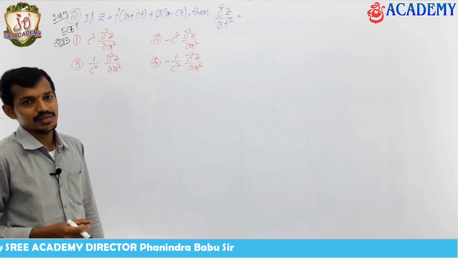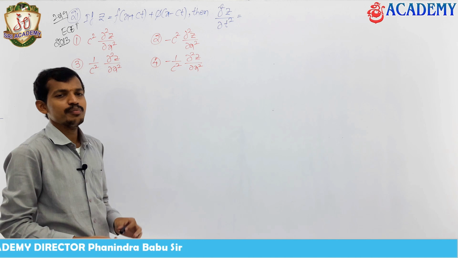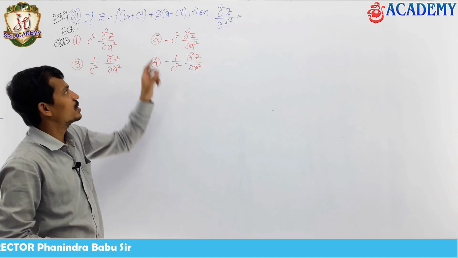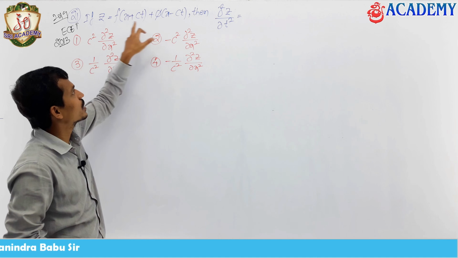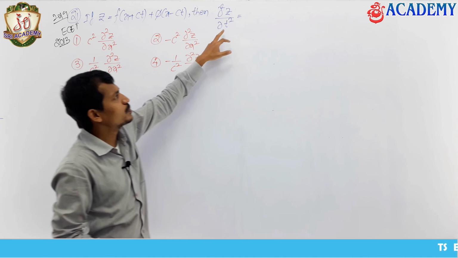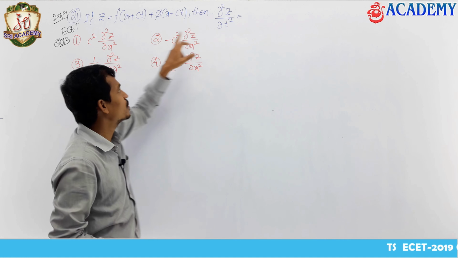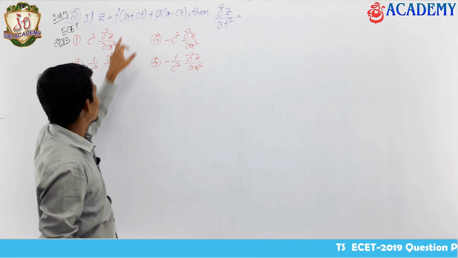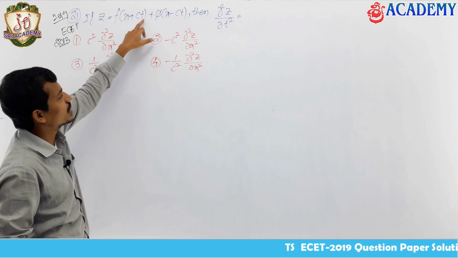Partial differentiation means the function is defined in 2 variables, one is x and another one is t. When differentiating with respect to t, you have to treat x as constant. With respect to x, you have to treat t as constant.